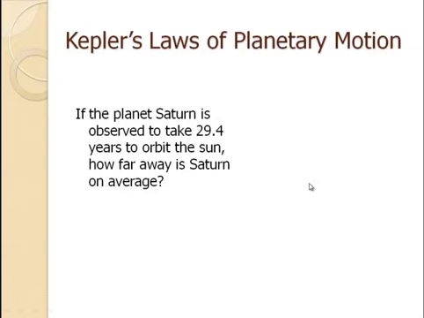So, let's use this in a calculation. If we observe that the planet Saturn seems to take 29.4 years to complete an orbit around the Sun, which we can see by comparing its location against the background stars, how far away from the Sun is Saturn on average? To answer this question, we'll set up a proportion that compares the information we know about Earth to that of Saturn.